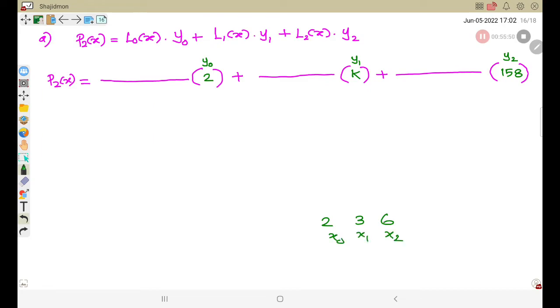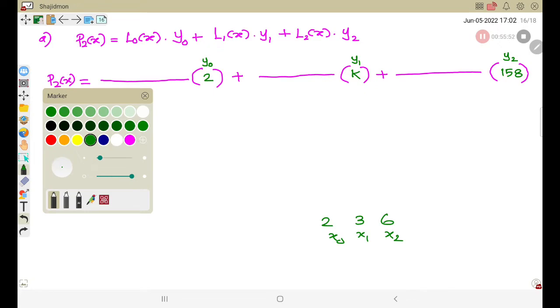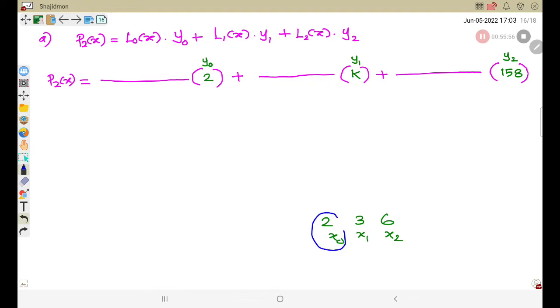So first L0. What do we do for L0? The x0 number we are hiding. This number we hide. Take the remaining two numbers, 3 and 6. So x minus 3 multiply x minus 6 divided by the hidden number substituted as x. What is the hidden number? 2. So instead of x, replace 2: 2 minus 3 and 2 minus 6. This is L0.